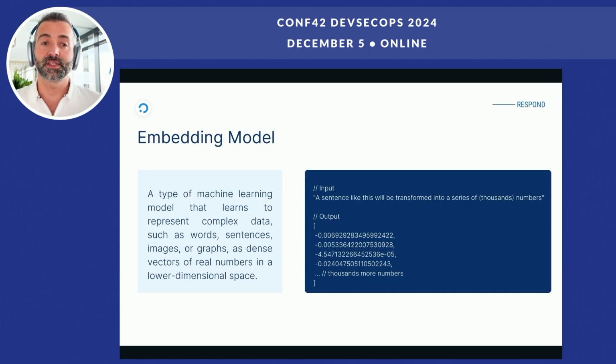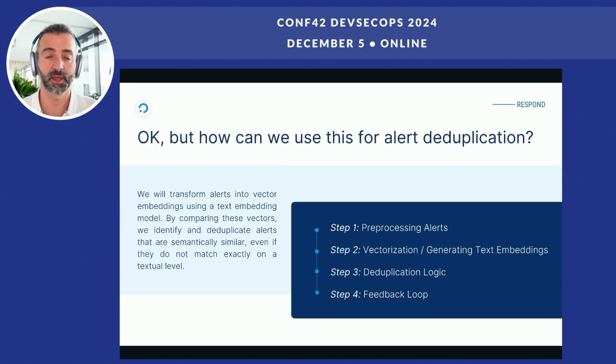An embedding model is a special type of pre-trained machine learning model that learns to represent complex data such as words, sentences, images in a lower dimensional space. So this is actually where most of the magic happens. We use these pre-trained models to transform alerts into these vectors. And once we have everything in place, we can set up our alert deduplication pipeline, which consists of 3 steps.